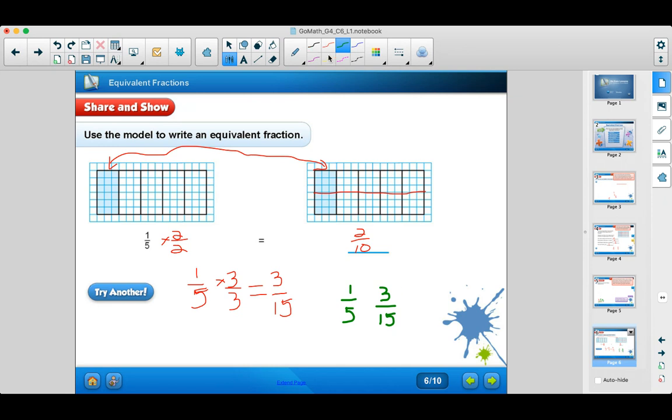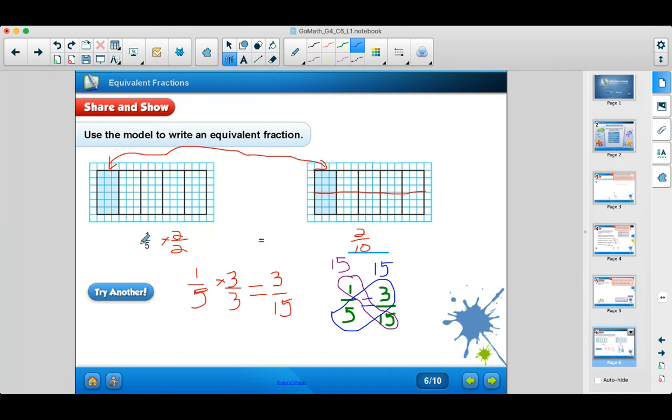Let's say 1 times 15 equals 15, and 5 times 3 is equal to 15. So these two fractions are equivalent or equal.